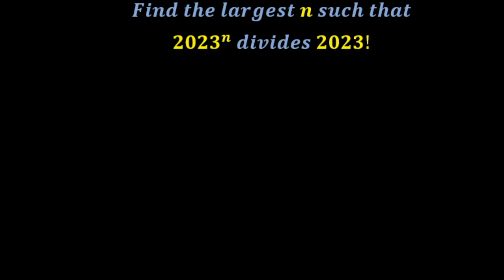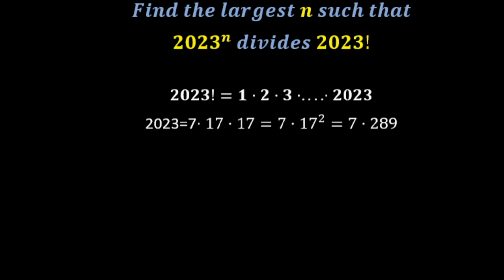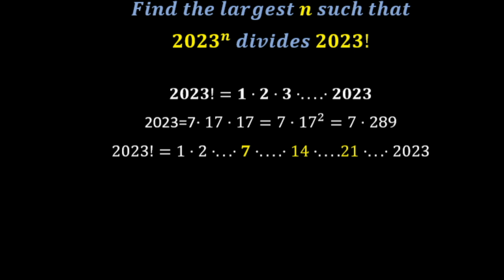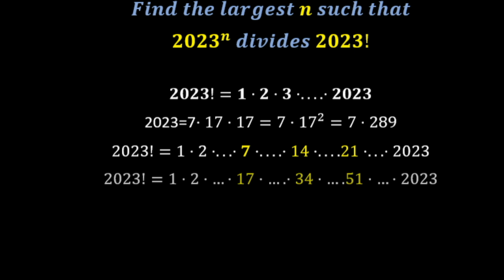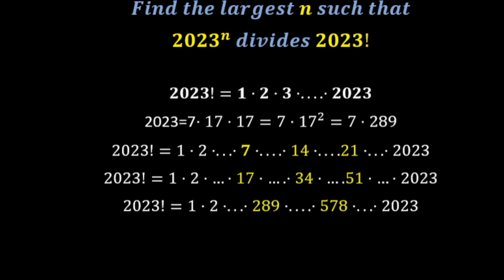At first step, we need to factor 2023 into prime factors. It's equal to 7 times 17 times 17, or 7 times 17 squared. So it's easy to see that in the representation of 2023 factorial as the product of all integers 1 through 2023, every seventh number is divisible by 7 or by some power of 7, and only every 17th number is divisible by 17. Furthermore, we need to determine the highest power of 289. So only every 289th number is divisible by it.